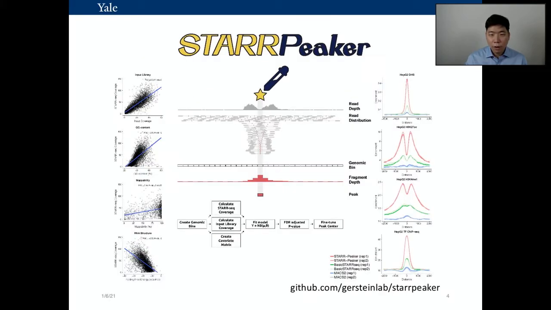Here we have developed an end-to-end processing pipeline for STARR-seq assay called STARRPeaker, and I'm going to explain several advancements over the previous method in the next few slides.